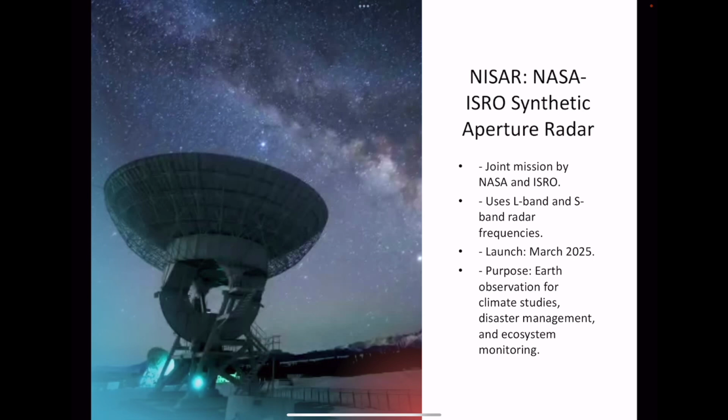Next, what is NISAR? NISAR is a joint project by NASA and ISRO. What do they both combine into? They are going to send something called synthetic aperture radar. What does it do? It will go to space, click images of Earth, and send it back to our database.